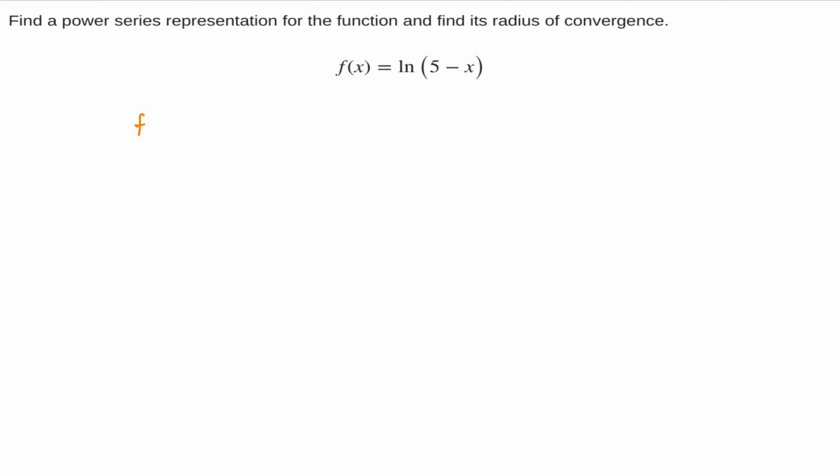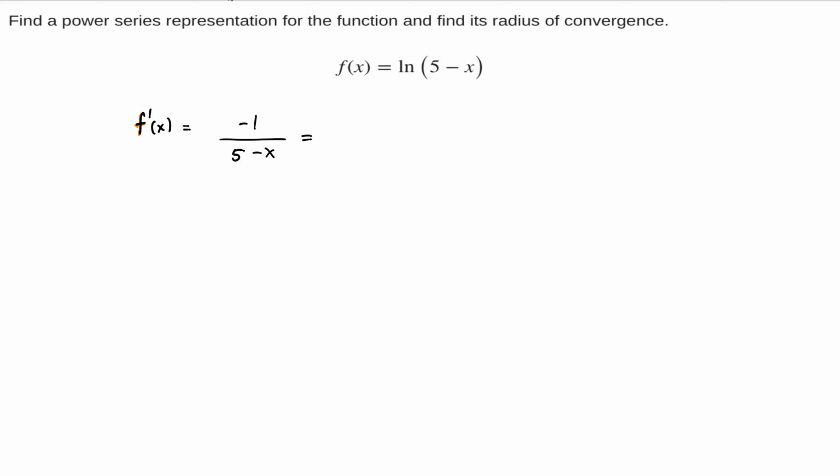The derivative, f prime of x, for this function is, as we know, negative 1 over 5 minus x. Okay, so there's the derivative of f of x. And now we can try to represent this function as a geometric series. This looks like the sum of a geometric series. So let's see what we can do with this.